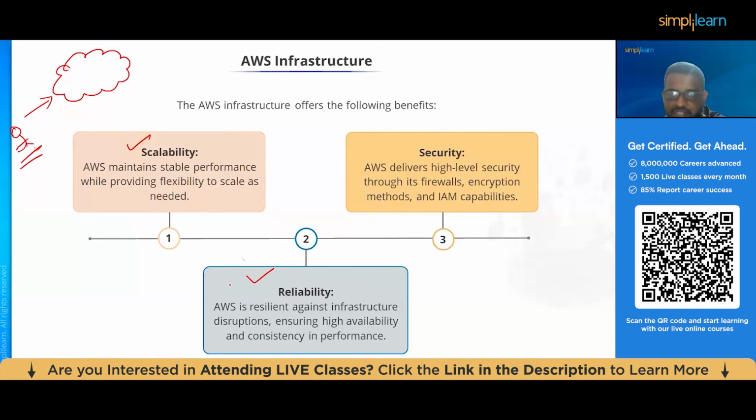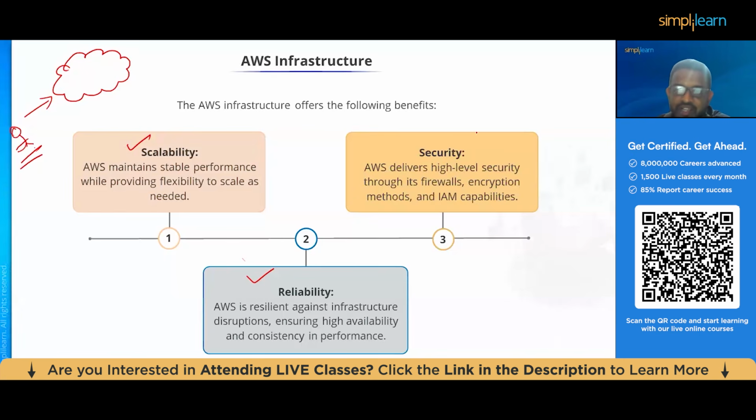Now, reliability. In terms of reliability, folks, AWS has a strong track record. The architecture itself is designed in a way that ensures high availability and continuous functionality. What it means is that AWS can provide uninterrupted services even in the event of network failure or any natural disaster. That is the power of AWS.